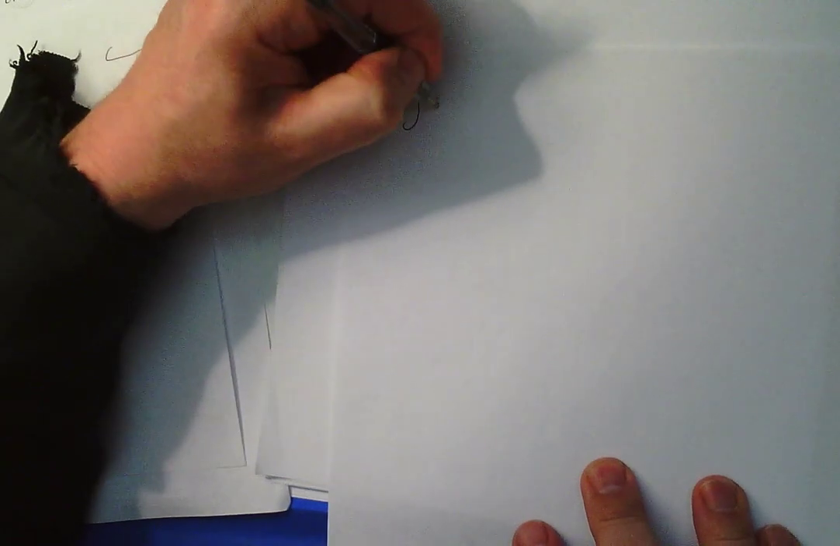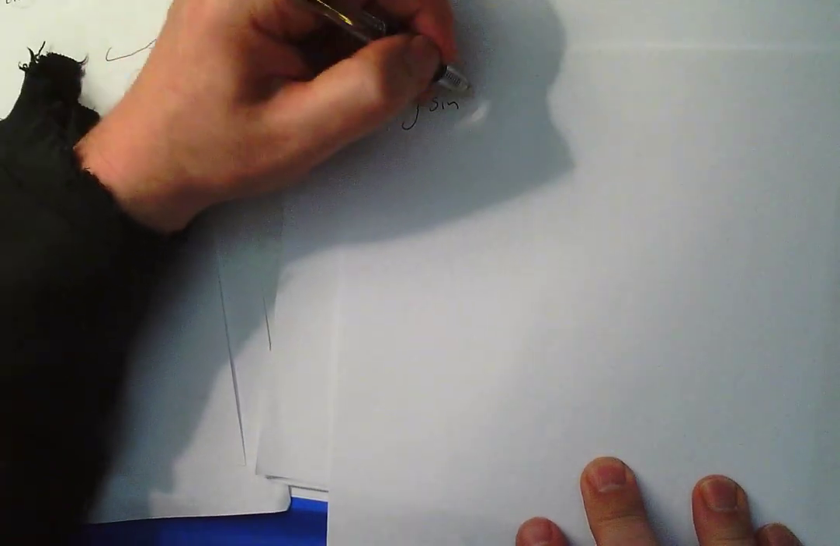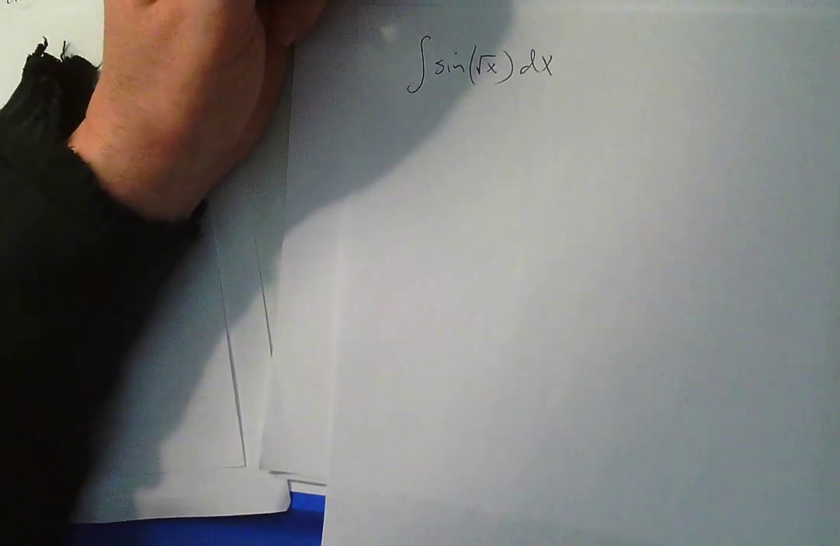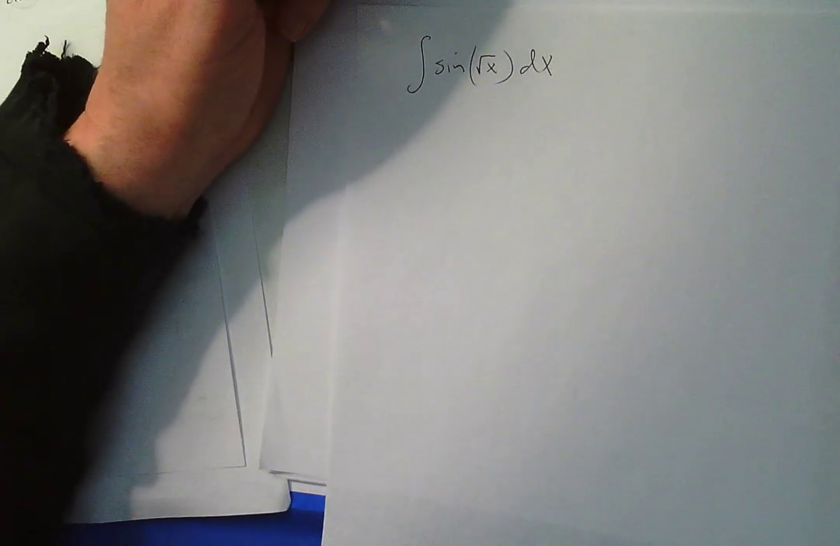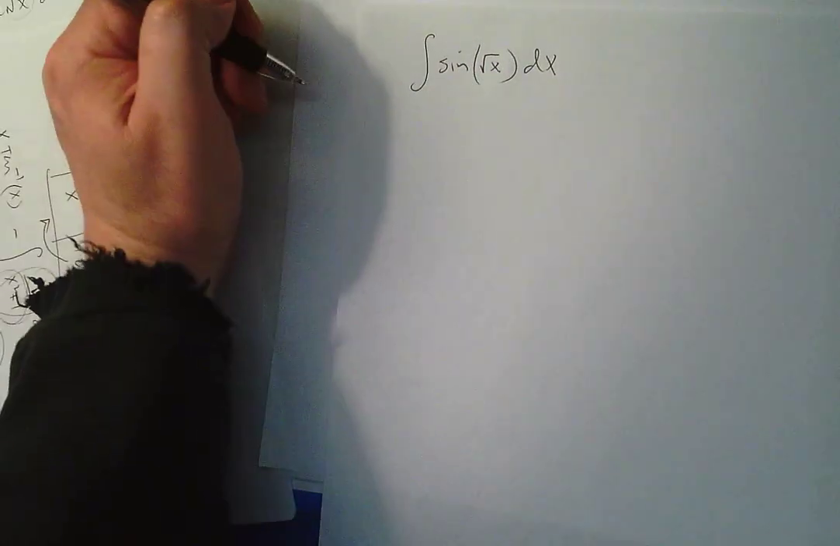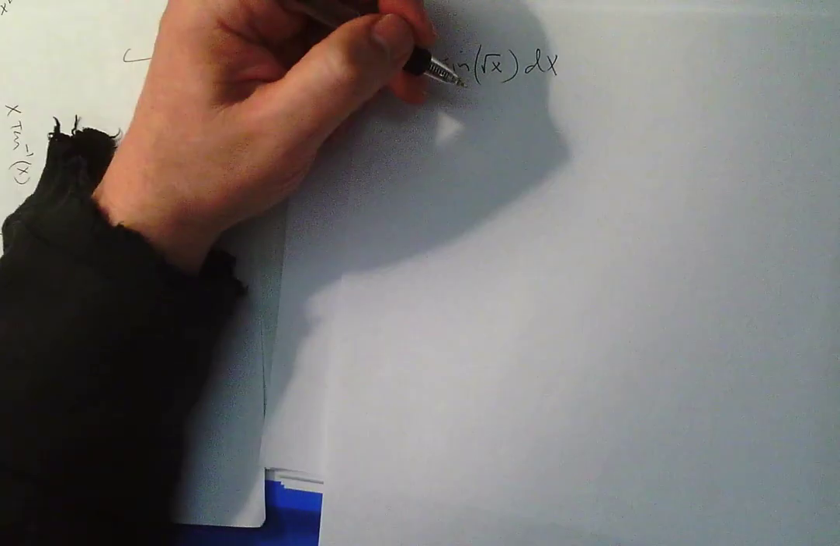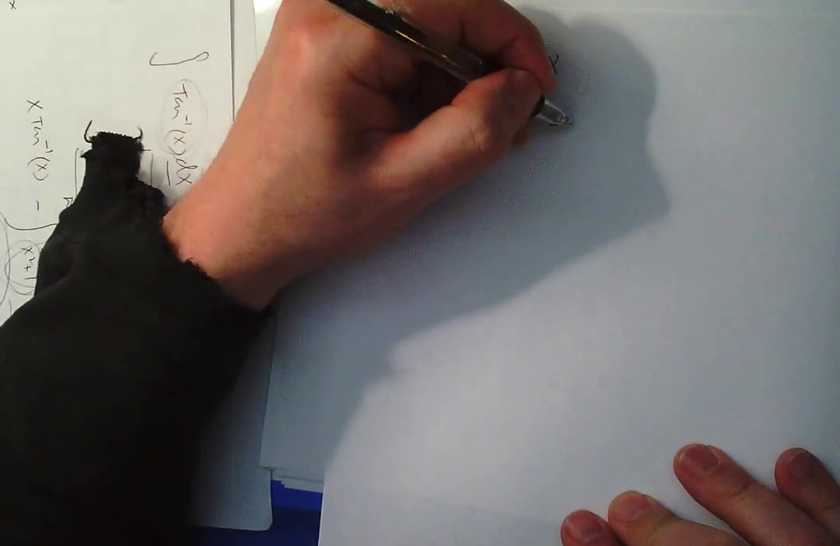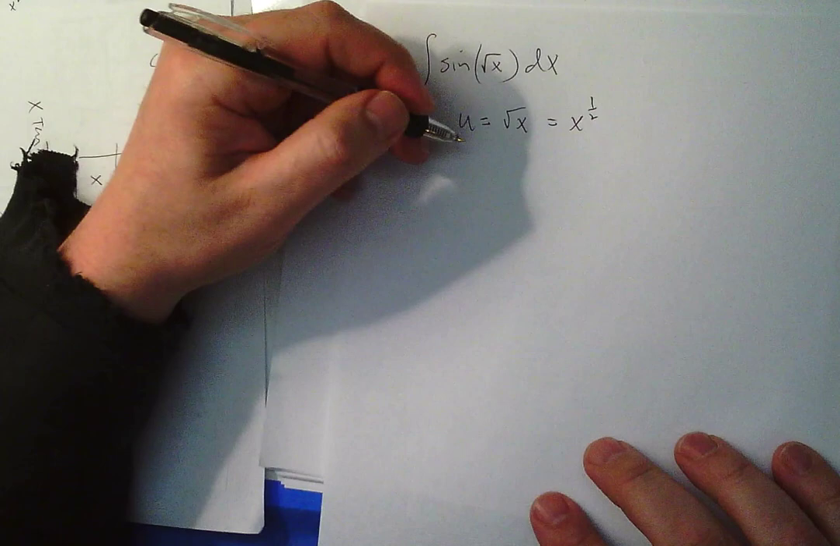Okay, so this one is a little tricky. Sine, not inverse sine, just sine, of square root of x dx. Yes, so this is a u sub. It's not obviously a u sub, but it's a u sub where the u is the square root of x, or x to the 1/2.